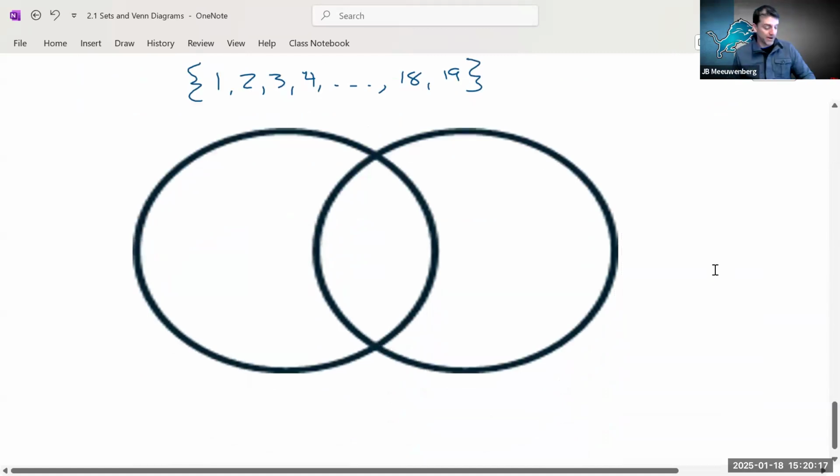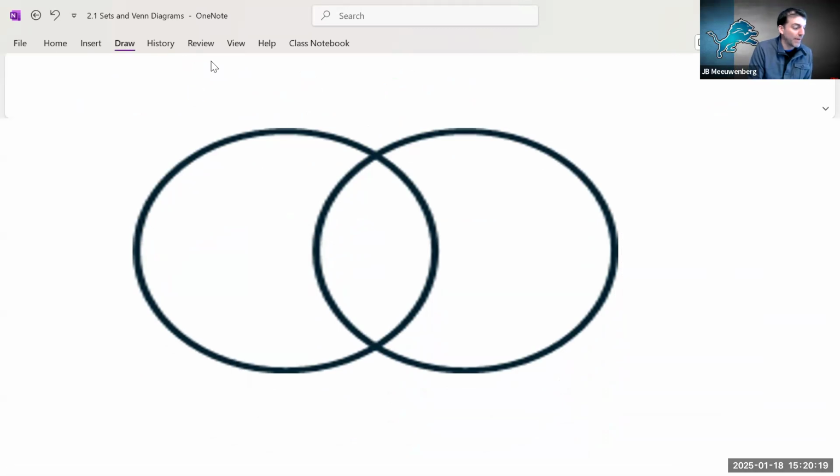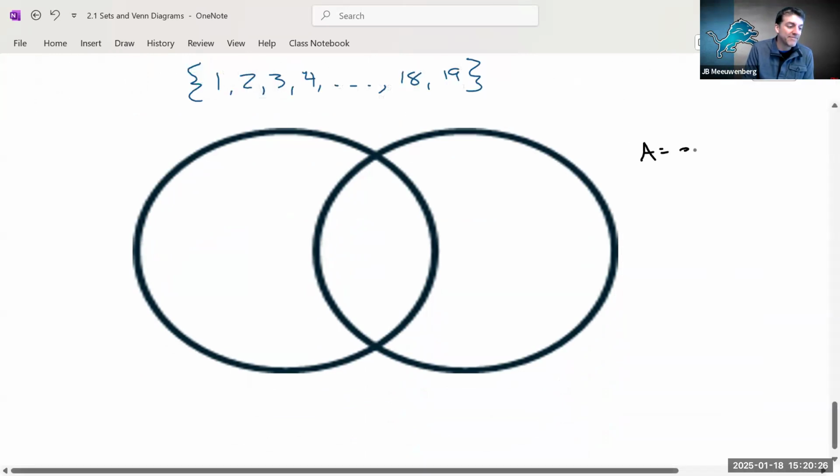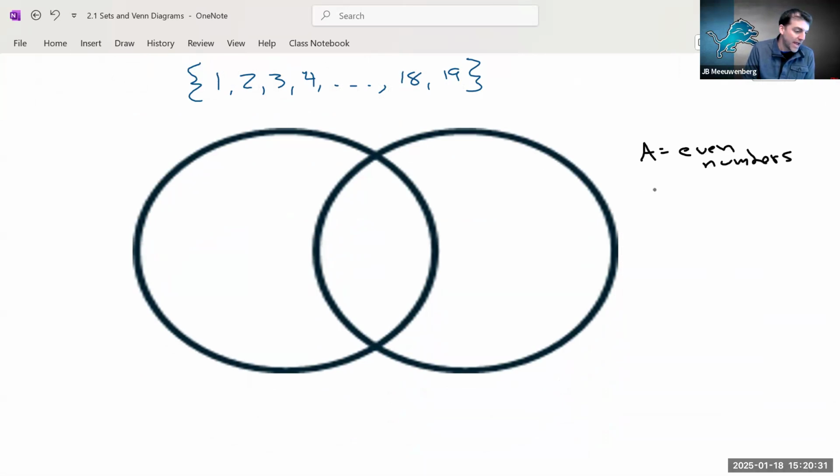Okay, so you've drawn your Venn diagram. You've got your two circles. Remember, they're overlapping a little bit. And what we're going to do is let set A be the even numbers. And we're going to let set B be multiples of 5. Okay? Even numbers, multiples of 5. And I'm going to put A over here, and I'm going to put B over here.